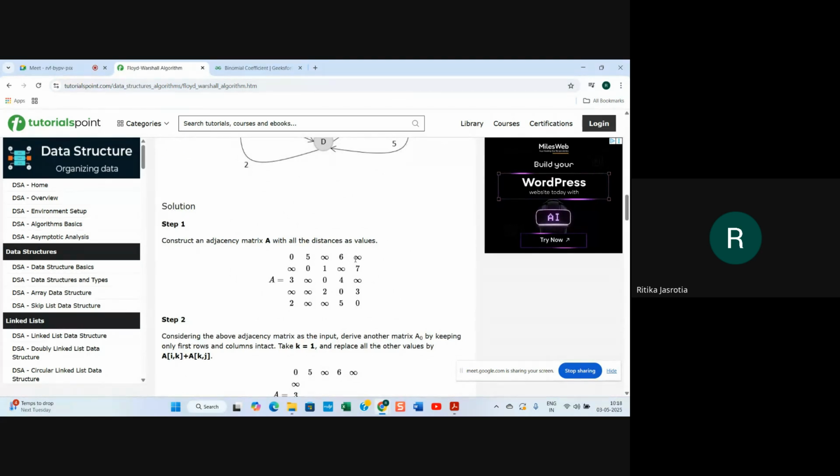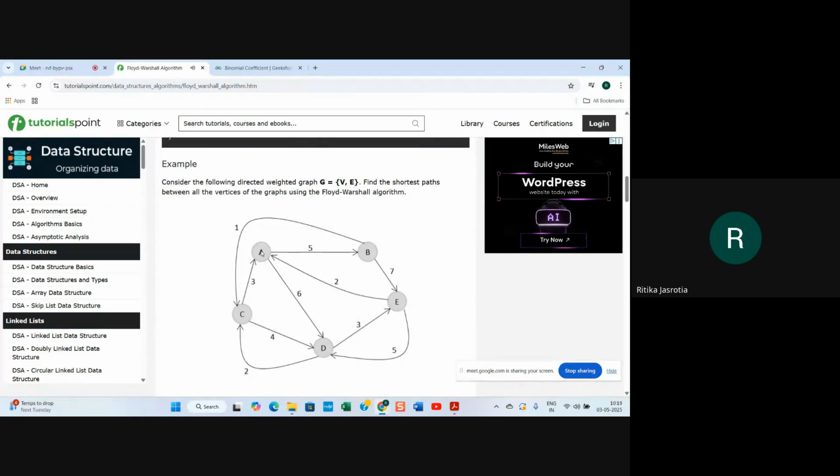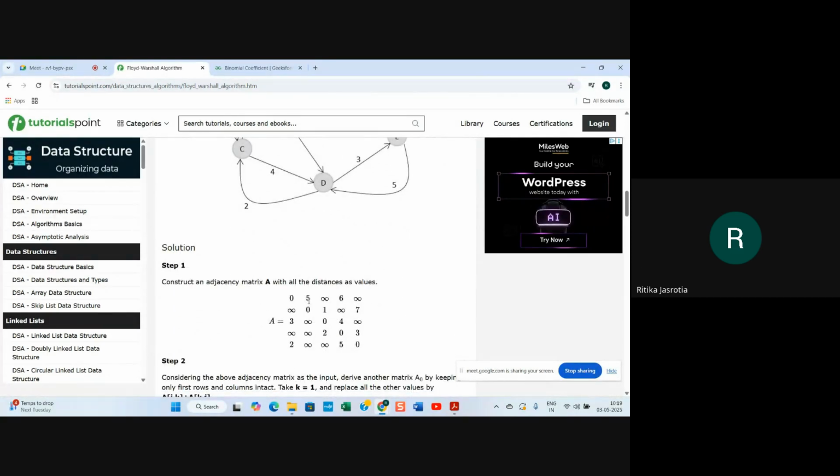So A B C D E, A B C D E, you keep it here like this. They have not shown it like that, but you keep it A B C D E, and here also A B C D E. Right, now from A to A, you will keep it as 0. Then A to B is 5, so it is 5 here.